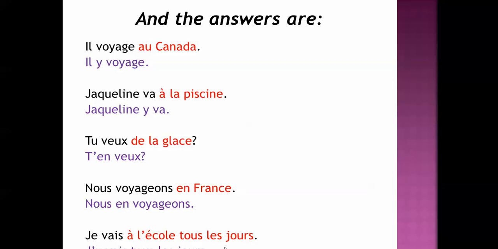Je vais à l'école tous les jours. And I think this might be cut off, but it's going to be j'y vais tous les jours. So it's j apostrophe y followed by vais. And you can just have j'y vais. I guess actually, incorrectly, I have "tous les jours" in red. So that really shouldn't be. You can say j'y vais tous les jours.